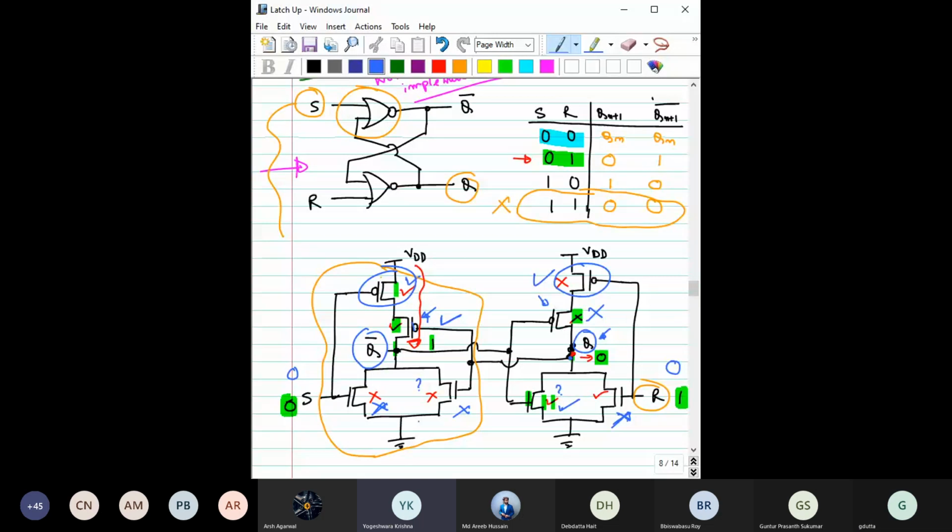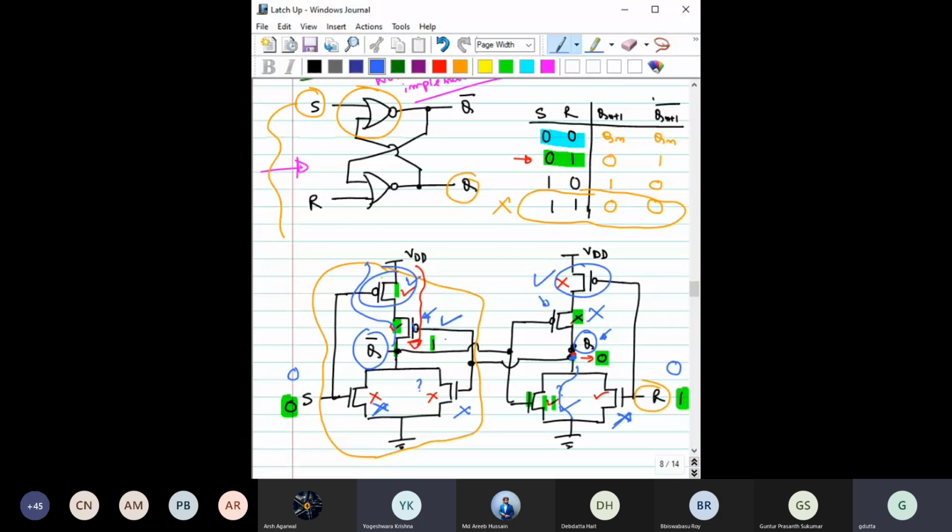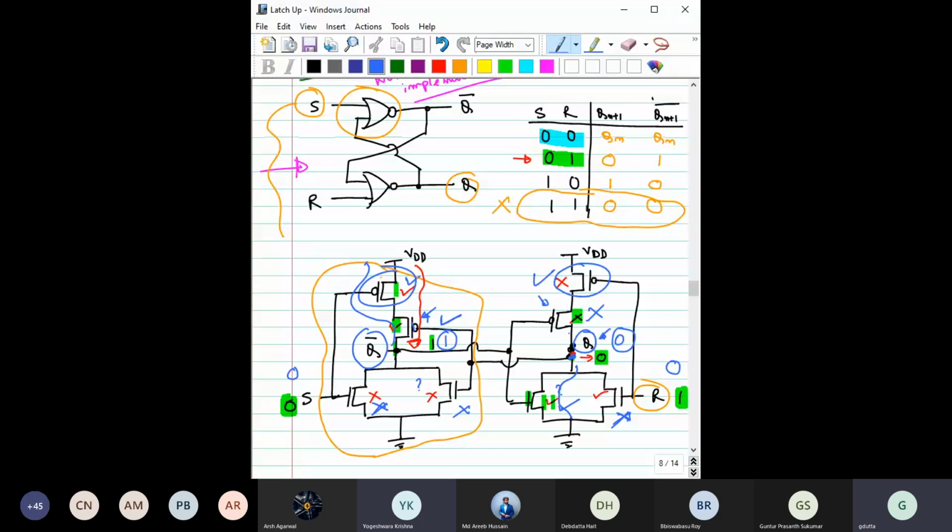So now you can see this point Q has a direct path with the ground, right? It has a direct path with ground now. And similarly, you can see this VDD now has a direct path with this Q bar. So that means the output will remain at 1 and 0 for this case, right? So if you apply this 0 0, then it will recall the previous state.